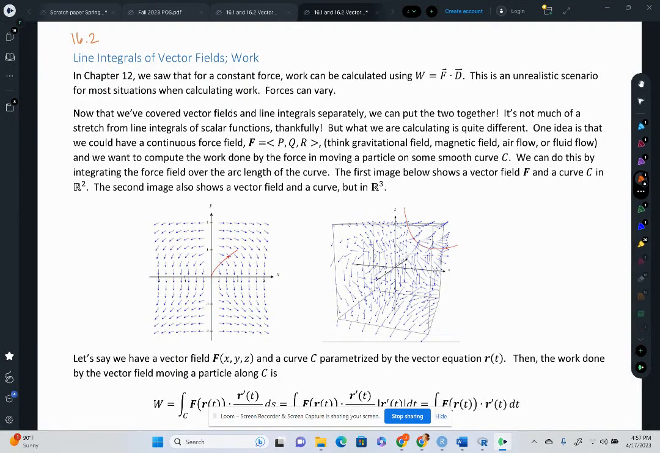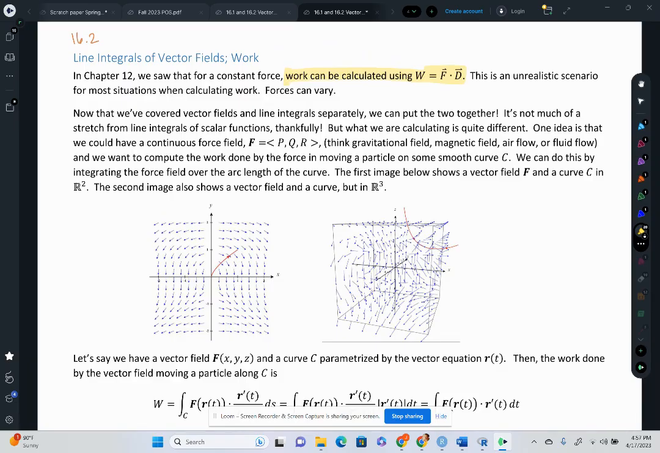So remember in chapter 12, we saw that if we have a constant force and a specified distance, then work could be calculated just using that work is the dot product of force and distance. Now, that doesn't work in most realistic scenarios because the force might not be consistent, it might be varying, and same with the distance. And so we have to look to see how do we handle calculating work when we have a force function that has variables in it. Like, how do we handle that?